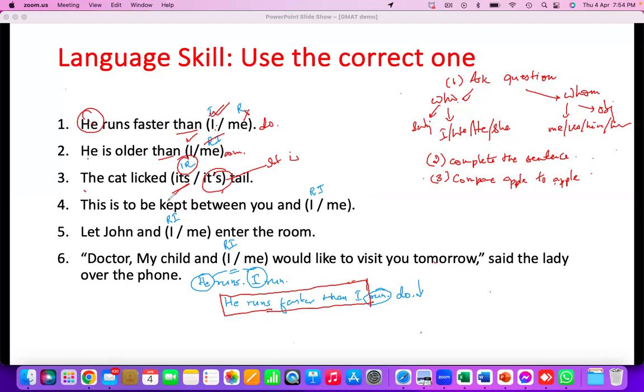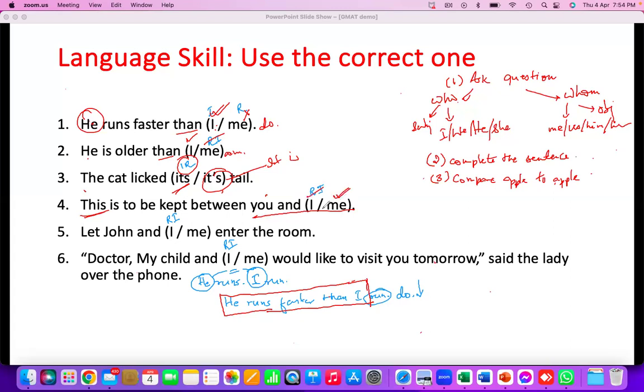Then fourth one, this is to be kept between you and I or me. In this sentence, if you just notice, this is subject. This is object and that too compound object. Compound object means two objects are joined together with and. Similarly, when two subjects are joined together with and, they are called compound subjects. And that is plural. So here, this is object, this also has to be object. So this is incorrect.